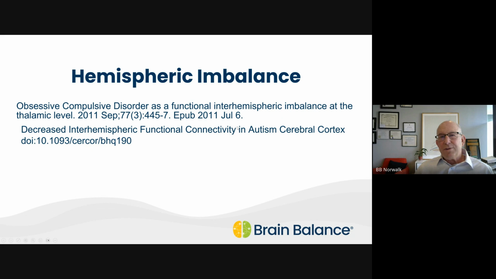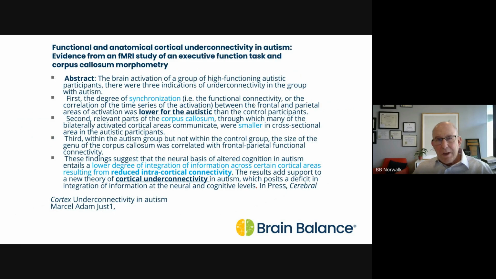So we're not just talking about underdevelopment in specific systems, but we're also talking about a lack of connectivity between both sides of the brain. Functional and anatomical cortical underconnectivity in autism: evidence from an MRI study of an executive function task and corpus callosum morphometry. The corpus callosum is the main highway between both hemispheres of the brain. So in order for the right side of the brain and the left side of the brain to share information, there's a highway that goes back and forth, and this is called the corpus callosum.